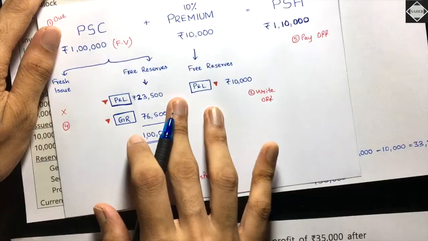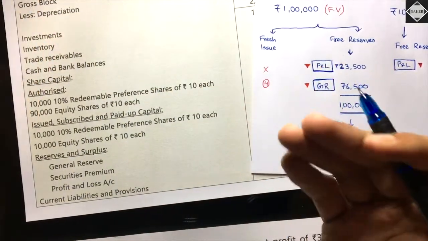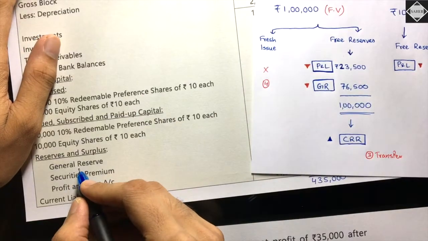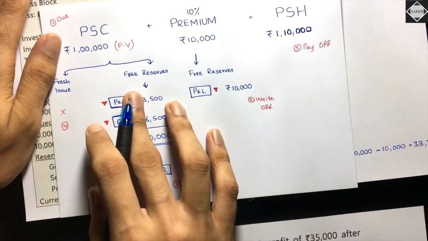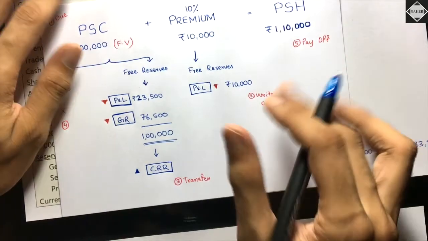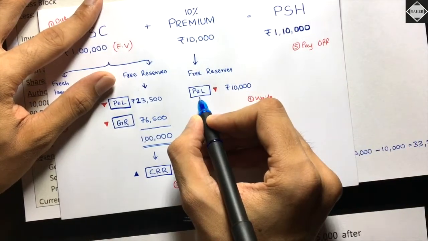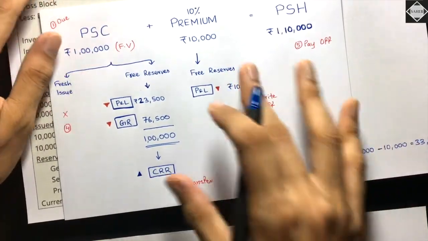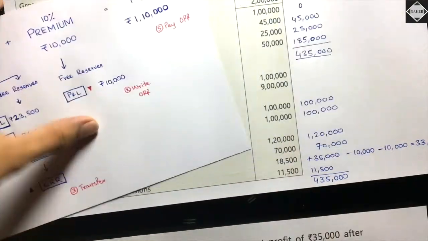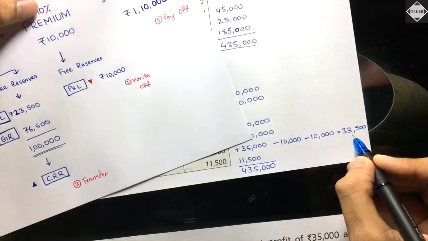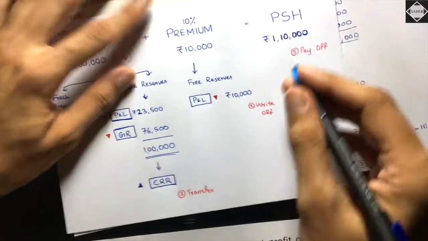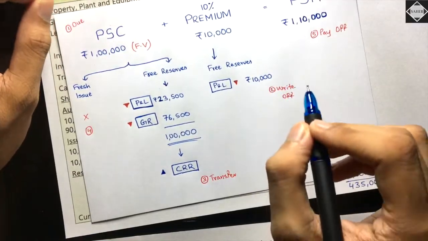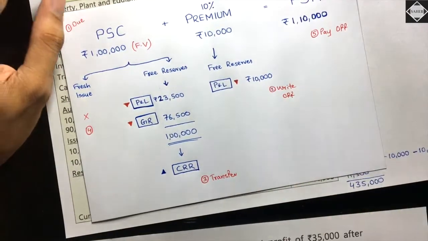Is that clear? To stay on the safe side and to make it easy for the student, the ICAI has just utilized general reserve. It becomes easy, right? So, let's see the hard way. We are utilizing profit and loss over here by 10,000 to write off the premium on redemption. Okay, fine. So how much do we have in profit and loss? We have 33,500. So from 33,500, if we utilize 10,000 for writing off premium on redemption, then how much do we still have left? We still have 23,500 left, isn't it?